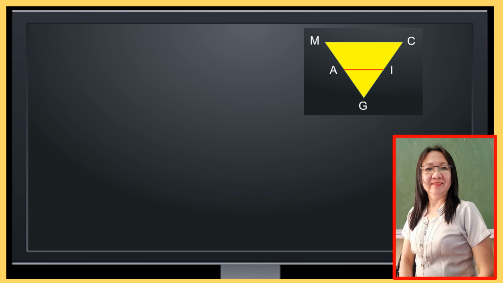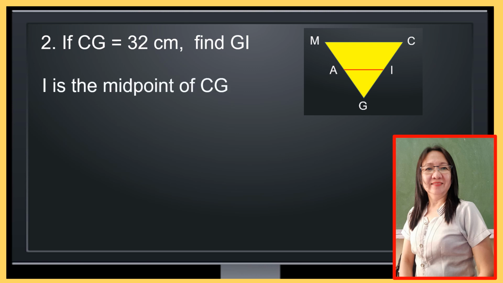Now using the same illustration, if the length of CG is equal to 32 centimeters, find GI. So again, using our midpoint theorem, I is the midpoint of CG. So since I is the midpoint, then our CI is equal to GI, which is equal to 1/2 of the whole segment CG.